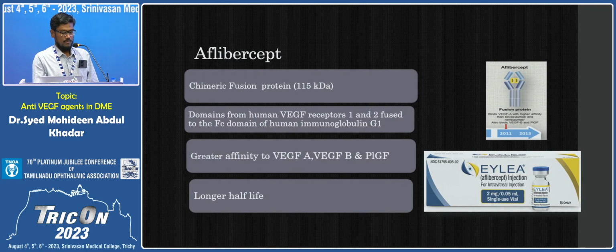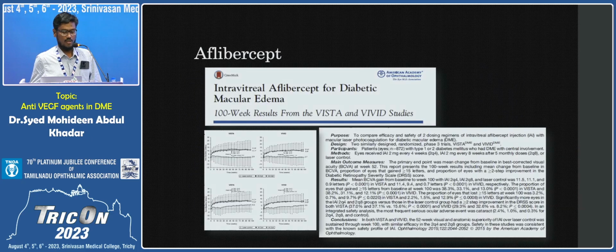The other drug, aflibercept, is a chimeric fusion protein, which contains receptor 1 and 2 VEGF fusion with the human Fc domain of the human immunoglobulin G1. It has a greater affinity to VEGF-A compared to the other two molecules, and besides that, it also inhibits VEGF-B and placental growth factor, and it has a longer half-life also.